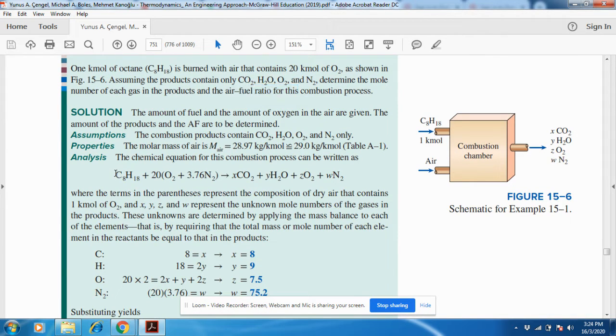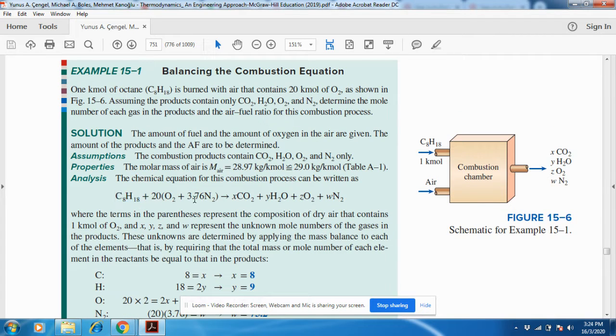So, the chemical reaction equation has been written. How are we going to write the reaction equation? We have to write reactants on one side and products on the other side. For the reactants, we are having fuel and we are having air. This notation O2 plus 3.76 N2 gives us the idea that oxygen is drawn from air. Every single kilomole of oxygen has 3.76 kilomoles of nitrogen with it. We are using 20 kilomoles of oxygen, so 20 is written over there.